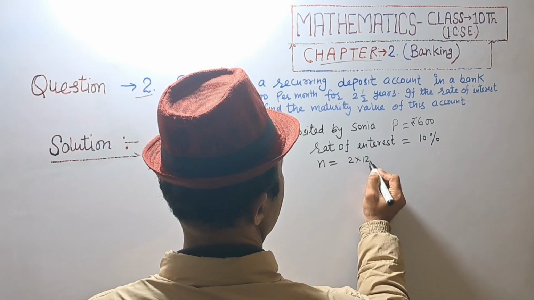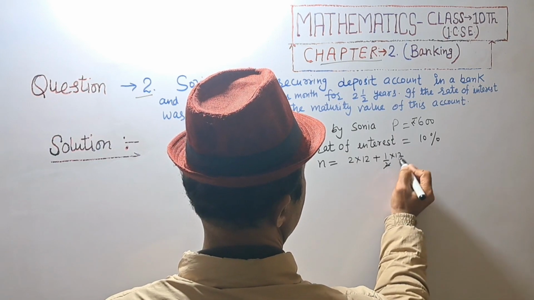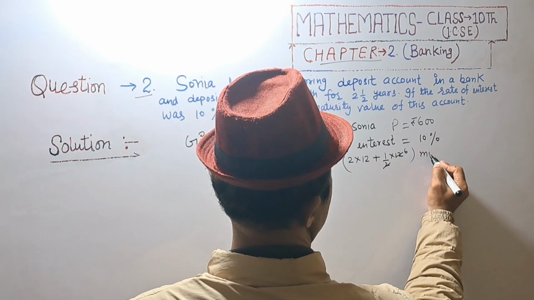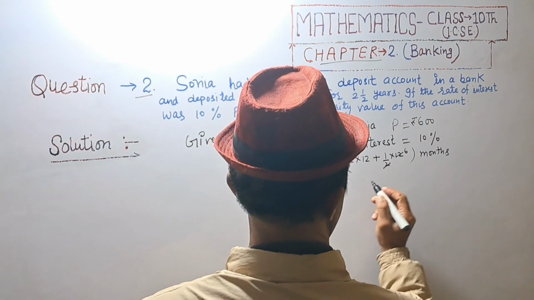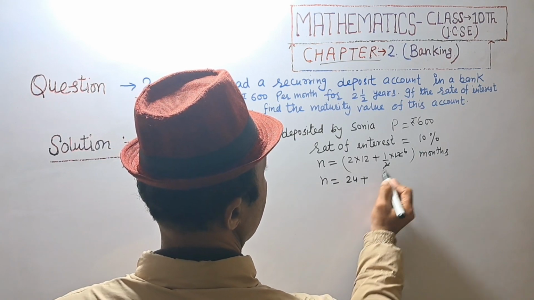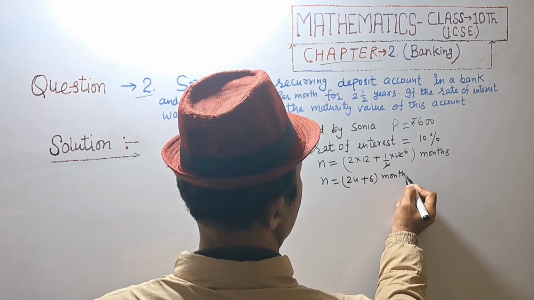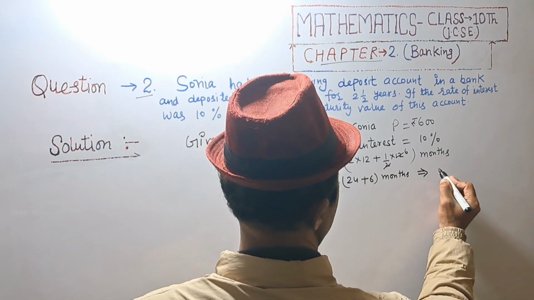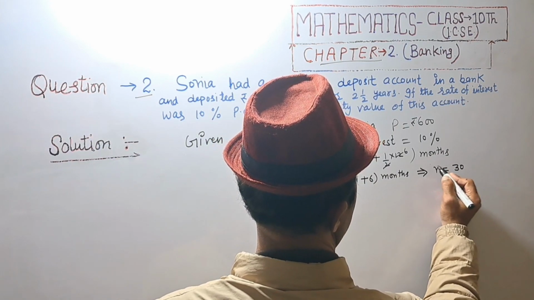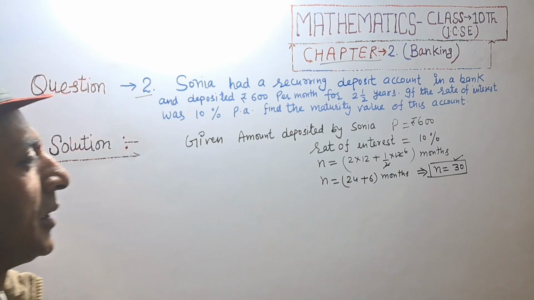2 into 12 plus 1 upon 2 into 12, that is 6 months. N is equal to 12 twos are 24 plus 6 months, which implies N is equal to 30. N equal to 30 months.